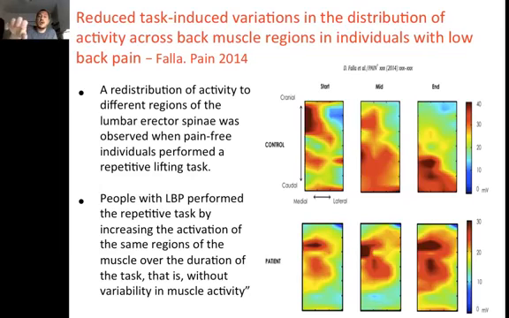In contrast, the lower back pain guys had a whole bunch of movements that just created the same activation of the muscles. They had a habit, they had a stereotyped strategy.